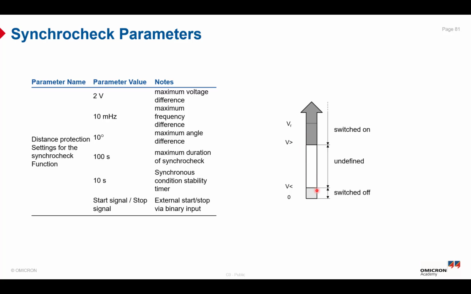If the value is less than V under, the line or the bus bar can be considered as switched off or dead. And if the voltage value exceeds V greater, it means that the line or the bus bar is live. We will explain a bit more about this graph in the next few slides.